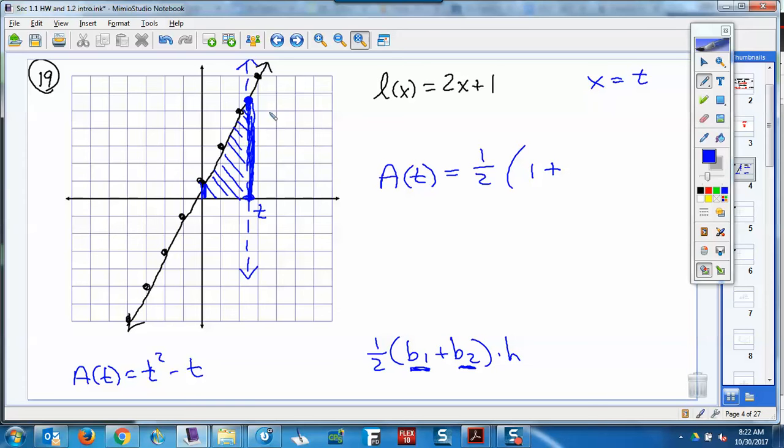How would you get this? Oh, you plug it into that equation. You plug it into the line equation. This is the output of the line equation. Here's the line equation, 2x plus 1. So if you plug a 2.5 in here, you're going to get 2 times 2.5 plus 1. Or if t's a 1.5, you're going to get 2 times 1.5 plus 1. But if t is just t, what do you get?